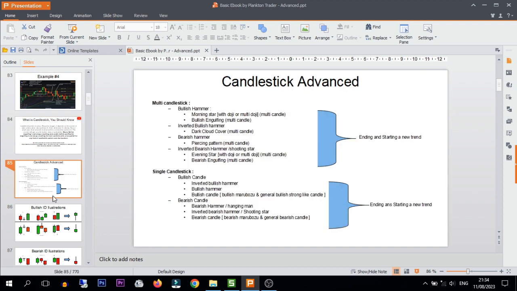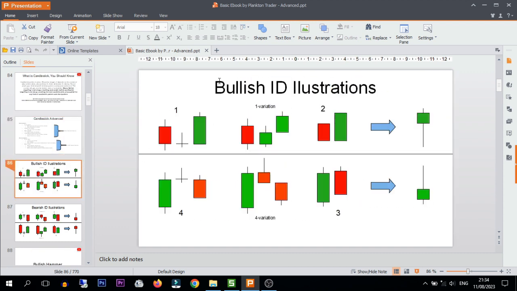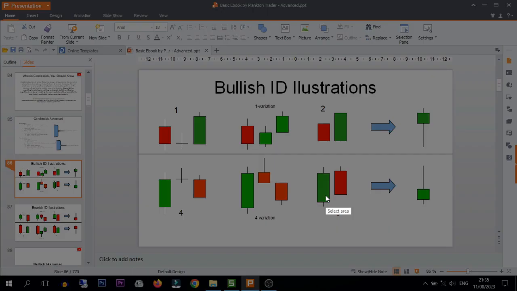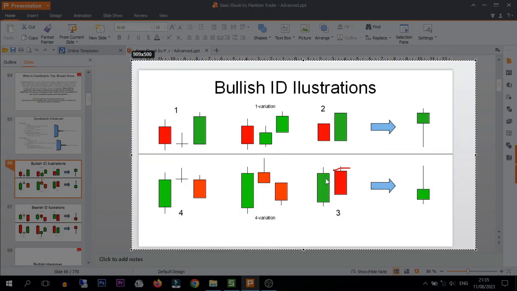So here is the candlestick section, and for the candlesticks we have illustrations here. You see the bullish one, how it can be formed, the morning star, or this kind of engulfing, or this kind of evening star. This is a kind of dark cloud cover. Look at this.